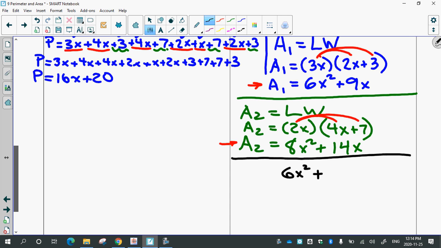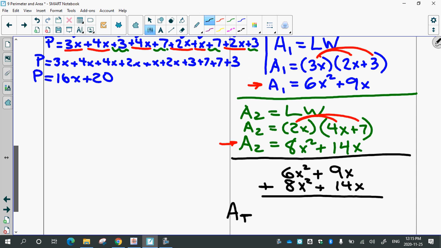So if I've got 6x squared plus 9x, and then I line up my like terms, here's my 8x squared plus 14x, and I do a vertical add, then my like terms are together. Okay? So it's kind of like adding was in grade 7 or 8. So I can do this vertical add here. And I have to call it something. I don't want to call it area 3. I want to call it my total area. So often you use A with a little t there instead of a 1 or a 2.